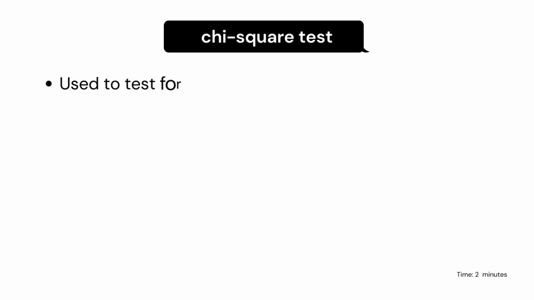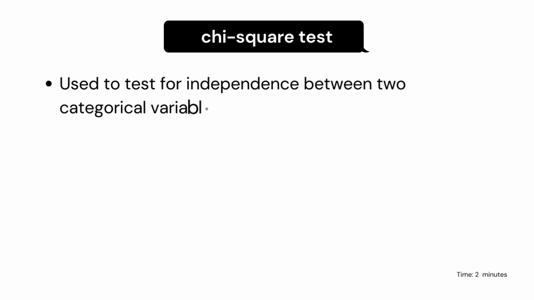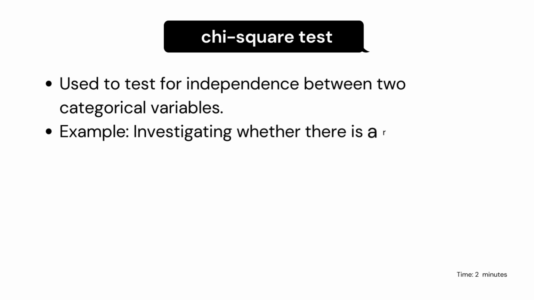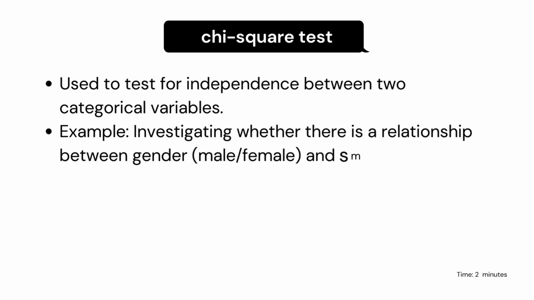Now the third one is the chi-square test. It is used to test independence between two categorical variables. For example, investigating the relationship between gender, male or female, and smoking status, smoker or non-smoker, in a population, right?